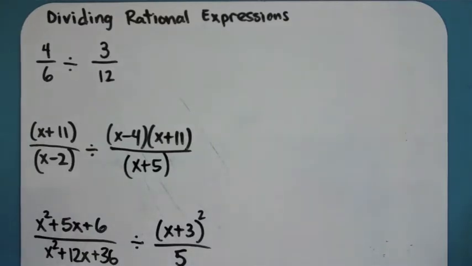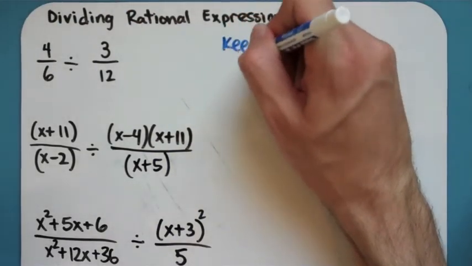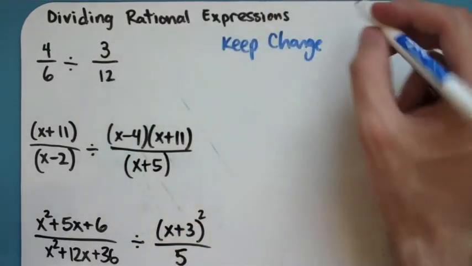Just like with multiplying rational expressions, I think it's best to start out by doing a regular fraction example like you would see in algebra, middle school, something like that. Remember, when we divide two fractions, the little phrase I taught you guys, or the way that I was always taught how to do these, keep, change, flip. That's what happens when you divide by a fraction.